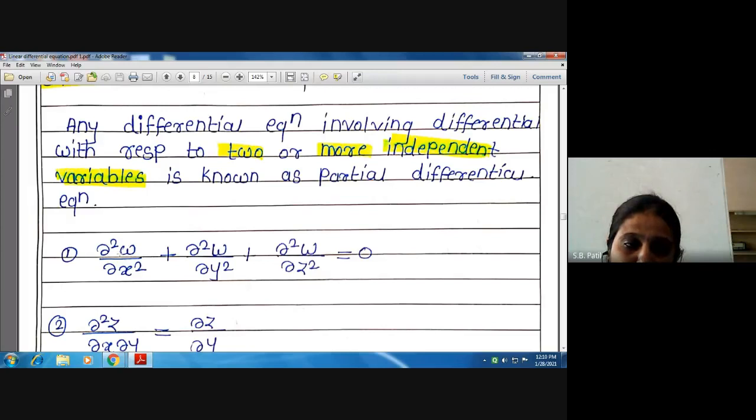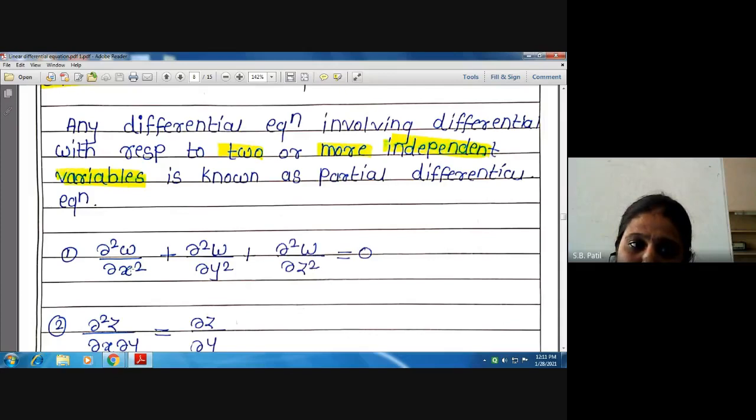The first example is ∂²w/∂x² + ∂²w/∂y² + ∂²w/∂z² = 0. In the first term, we differentiate w with respect to x twice, where x is an independent variable. In the second term, we differentiate w with respect to y twice. In the third term, we differentiate w with respect to z twice. That means here the independent variable changes.